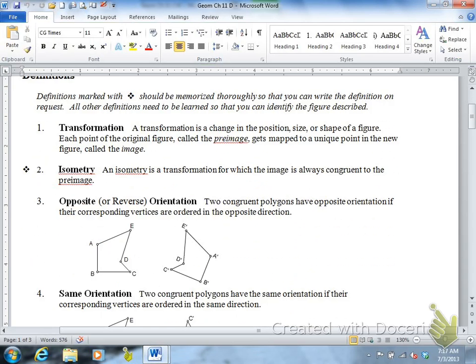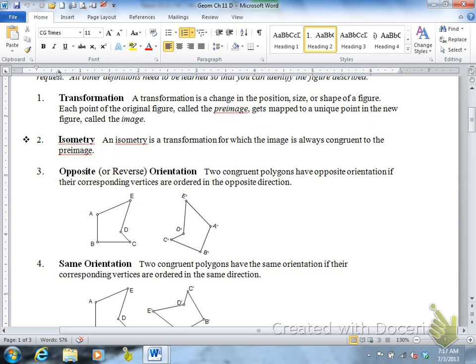What is a transformation? A transformation is a change in the position, size, or shape of a figure. Each point of the original figure, called the pre-image, gets mapped to a unique point in the new figure called the image. So pre-image and image. So it begins as a pre-image. You can think of pre as before it gets moved or changed in some way. And then the image is after it's been moved.